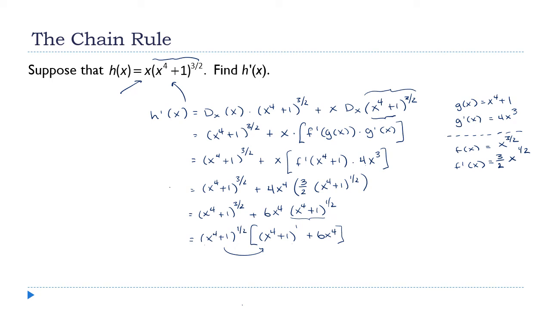That works. So now this is (x^4 + 1)^(1/2) times, let's see, I can combine the two x to the fourths. So that's 7x to the fourth plus 1. And that's it. There's my final answer. That's h prime of x.